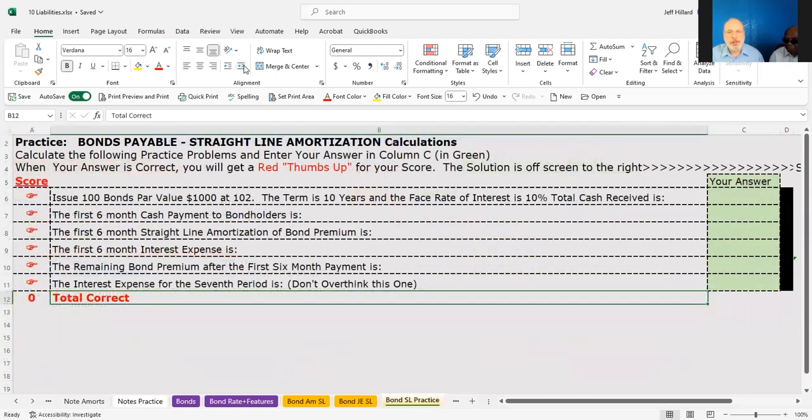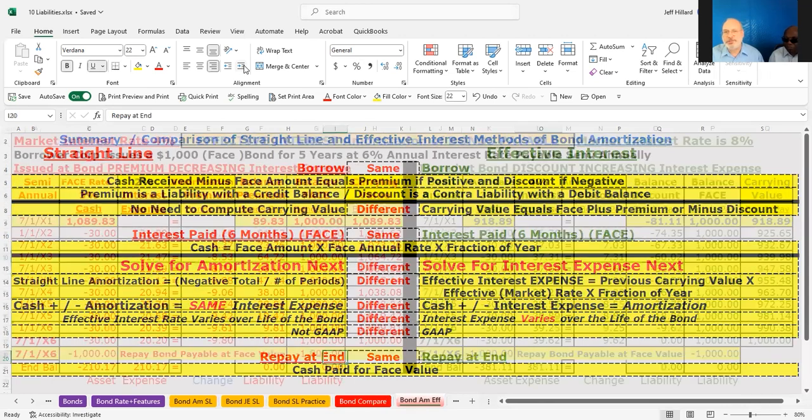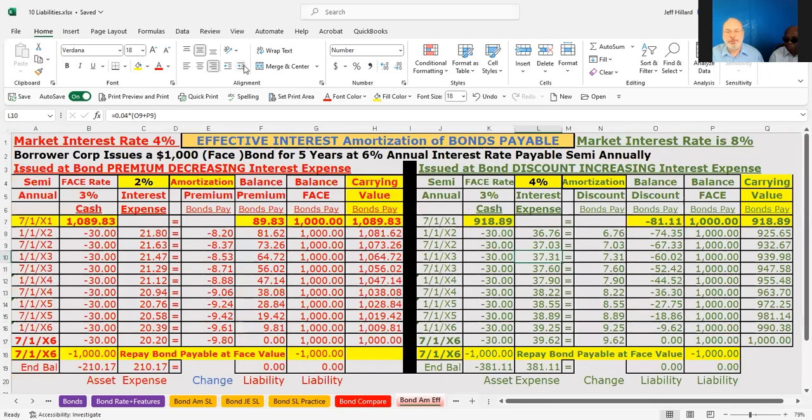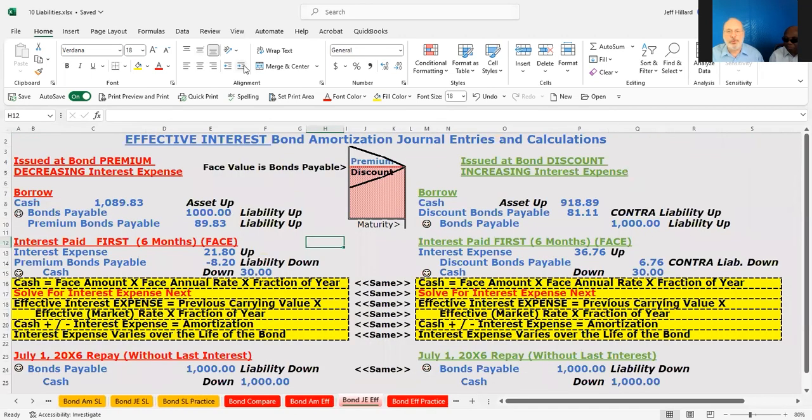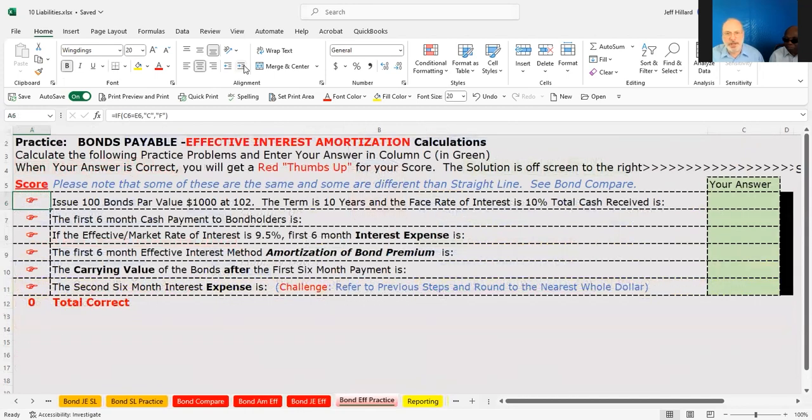And practice. Then we're moving on to effective interest, which you may or may not be covering in this chapter. But if you are, you can learn about it after straight line. And look how similar it looks. We're just going to show you the differences and how it's computed and work through how you can do that. And then you can practice again.